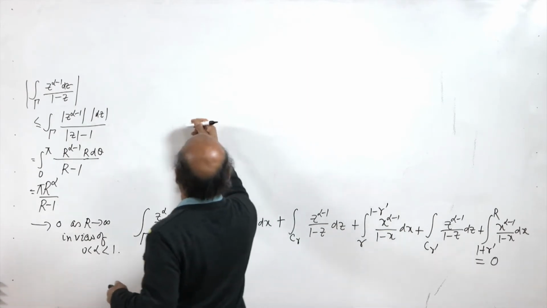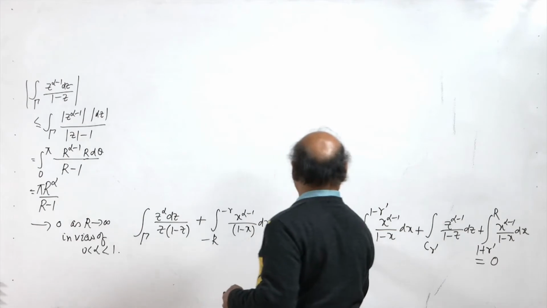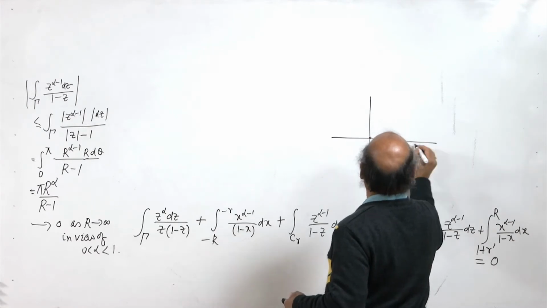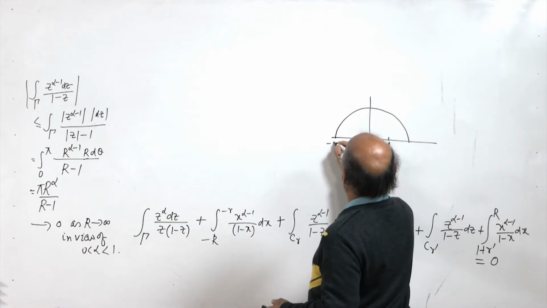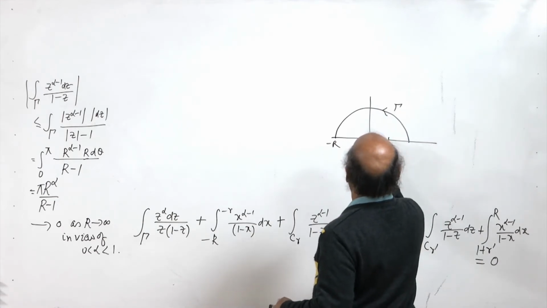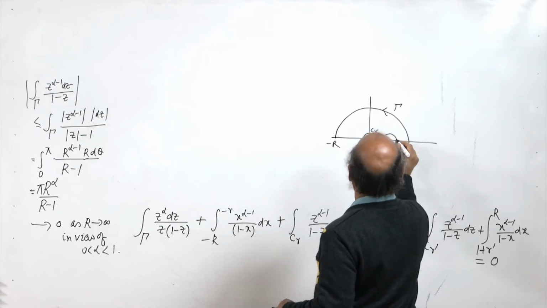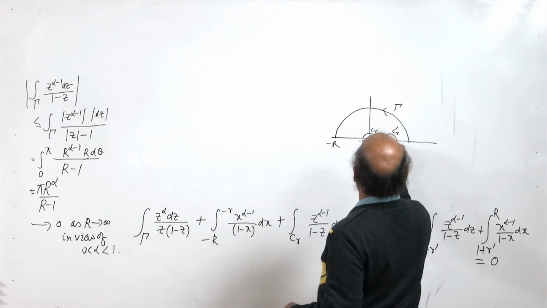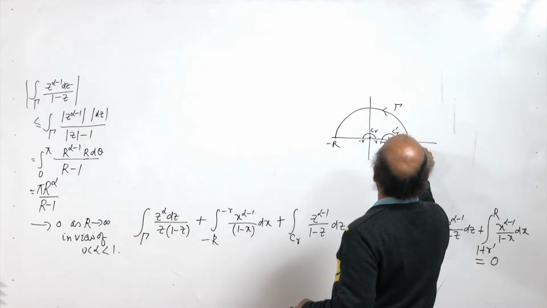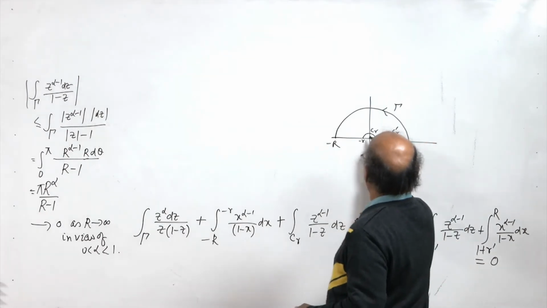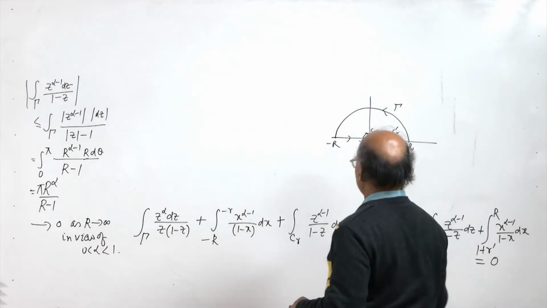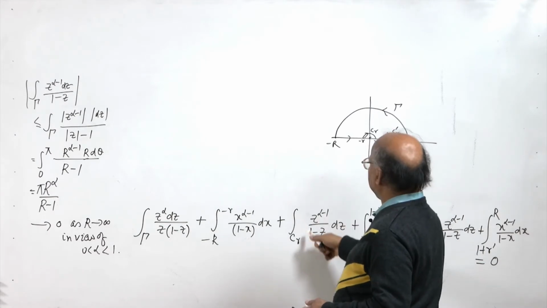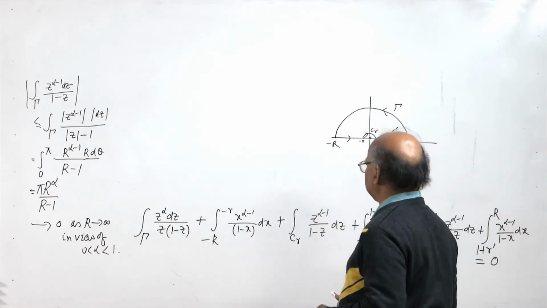Now, when we evaluate integral over CR, this is 0, this is 1, and this is our gamma, this is CR, and this is CR dash, this is minus R, this is R, this is 1 minus R dash, this is 1 plus R dash, and this is R. Now, here this is the indentation along with 0 as center. So, let us use the lemma.